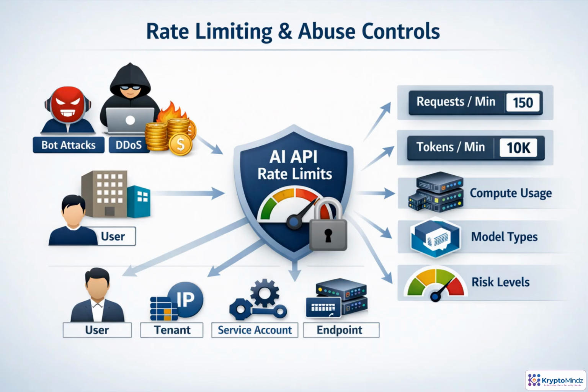Rate limiting for AI APIs has to be multidimensional. Counting requests is not enough, because one request can consume thousands of tokens, invoke expensive models, or start long-running compute. Strong controls combine limits by user, tenant, IP, service account, and endpoint. They also adjust based on trust level and risk. When a limit is reached, respond safely, typically with 429 Too Many Requests, without revealing details that help attackers tune their abuse.